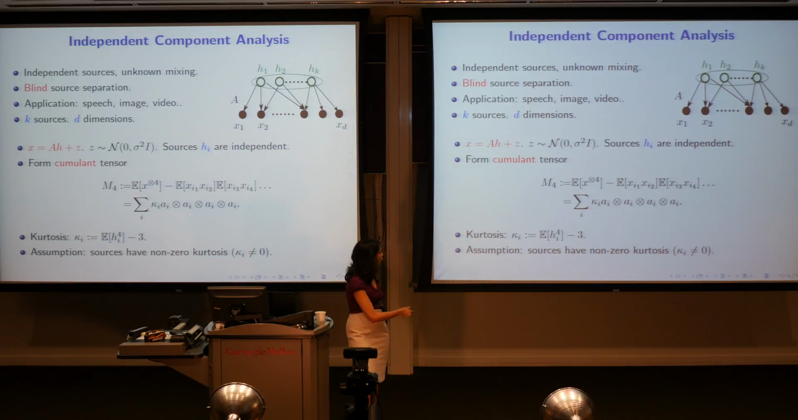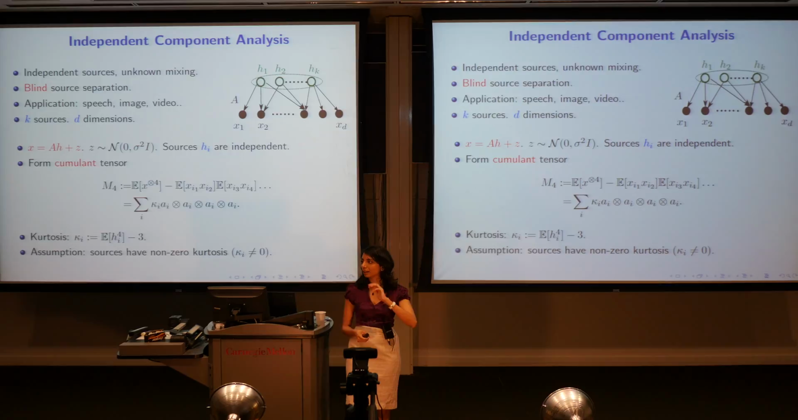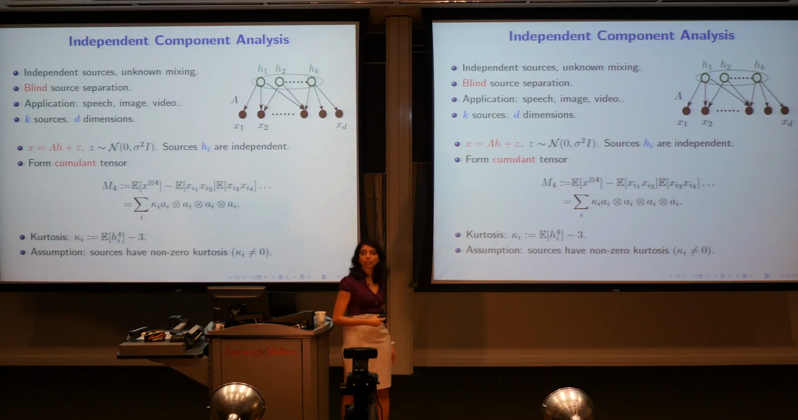And so the assumption is that this parameter, what I call kurtosis, is non-zero for all the sources. This parameter is 0 if it was Gaussian, so you have to have the sources be non-Gaussian. In that case, you can uniquely identify these sources. You can identify the mixing distribution, and you can identify the mixing matrix and the sources.